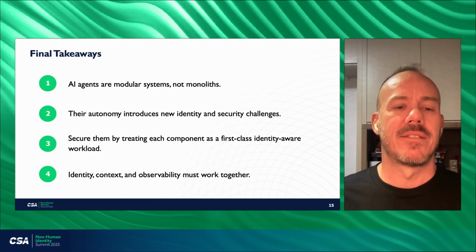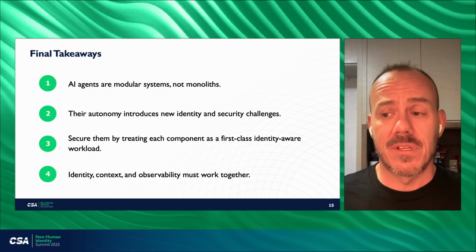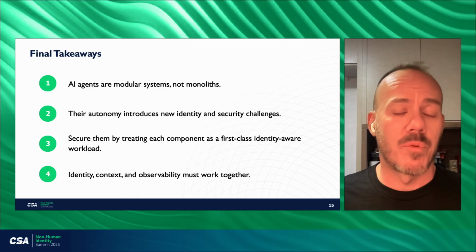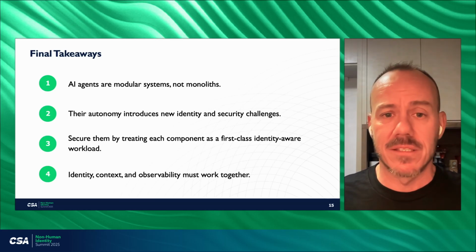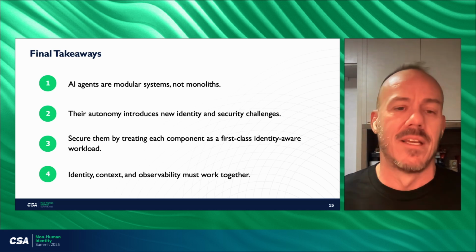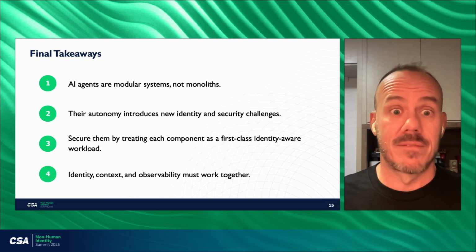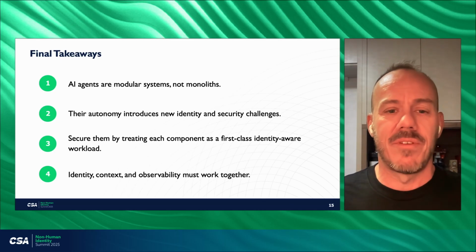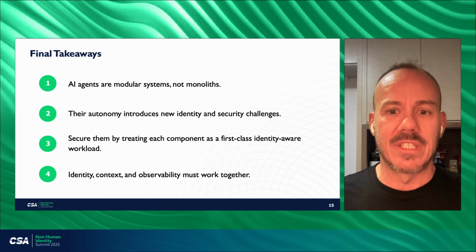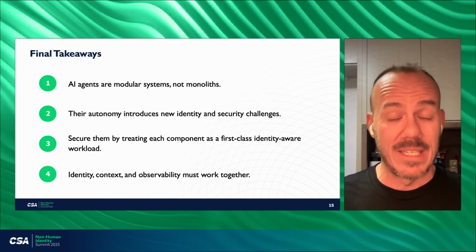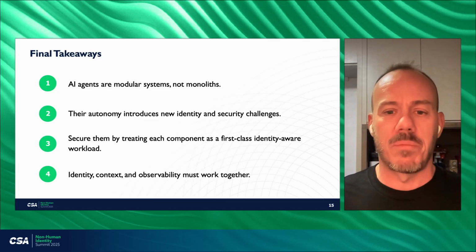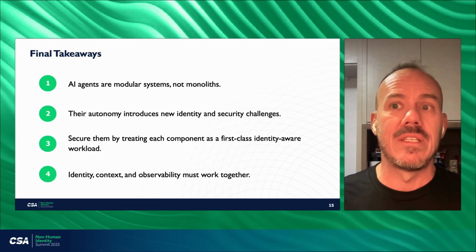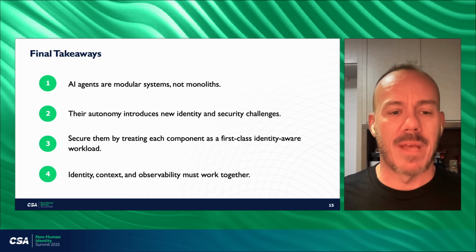Okay, some final takeaways. AI agents are modular systems. They're not monoliths. I think this is very important for all of us to understand. I made this point throughout the deck, but that should be one of the big takeaways. It's not one piece of software. It's really composed of multiple pieces of software working together. The autonomy of AI agents introduces new identity and security challenges. So your existing identity tooling is probably not going to work very well when applied to this particular problem. So you need to look at it from a fresh perspective.